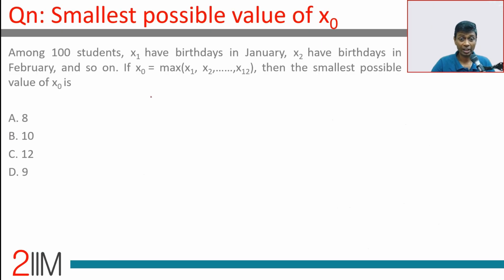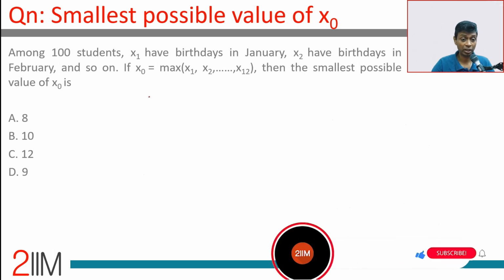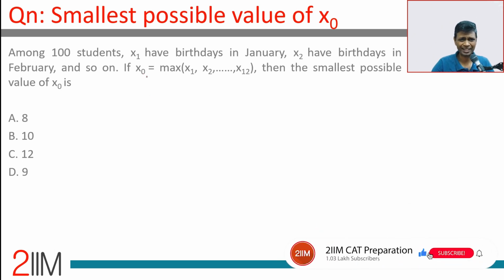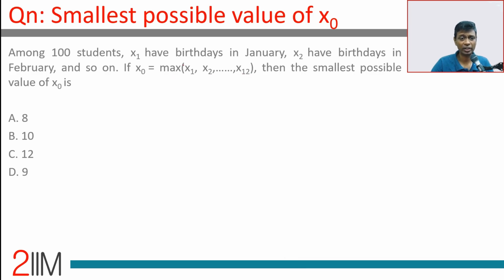Among 100 students, X1 have birthdays in January, X2 have birthdays in February, and so on. X0 equal to maximum of X1, X2, X3 till X12. Then the smallest value possible of X0? So all 100 could have birthdays in January, so X0 could be 100. Technically, X0 could be 90, or 50, with 50 people in January and others being distributed. We want to find the smallest possible.